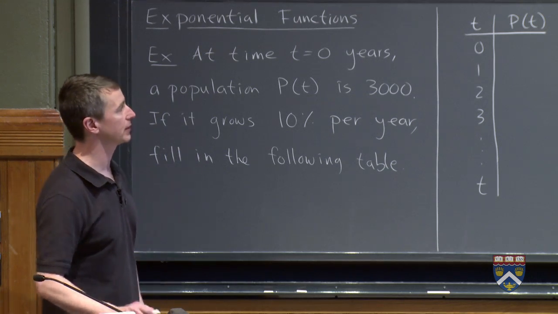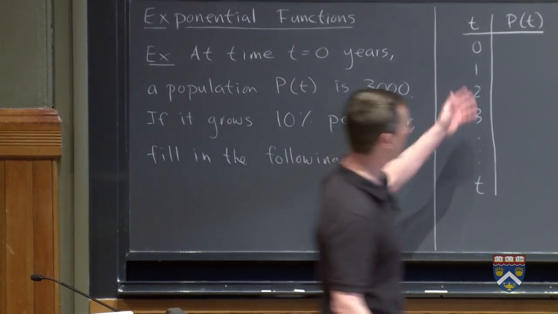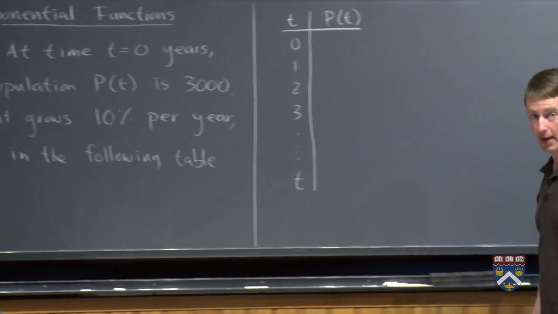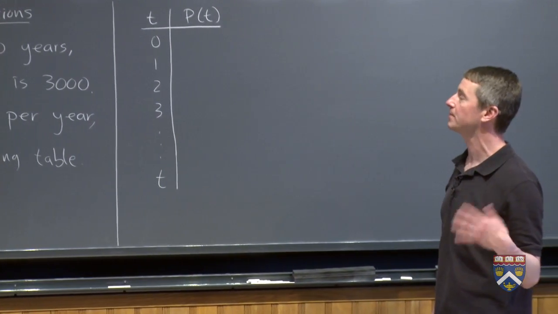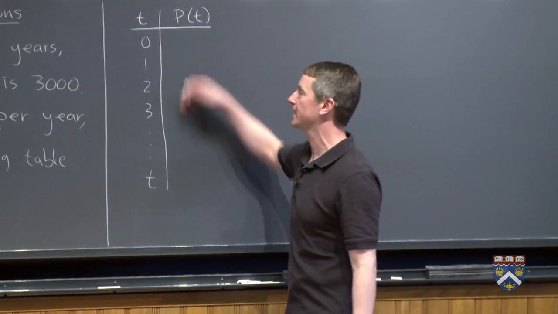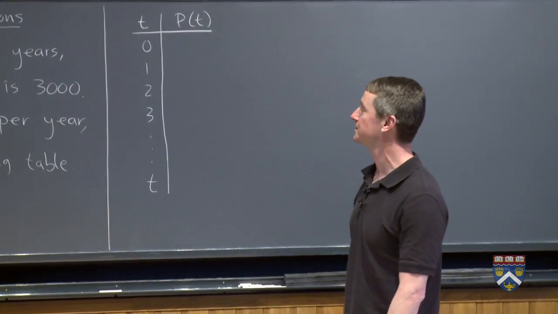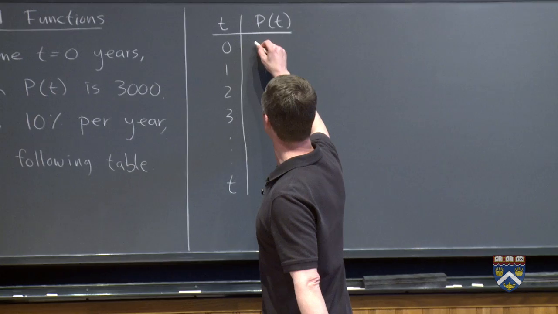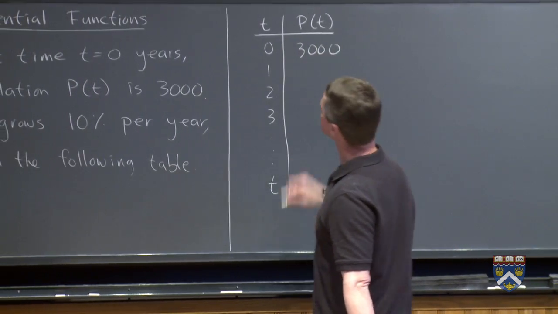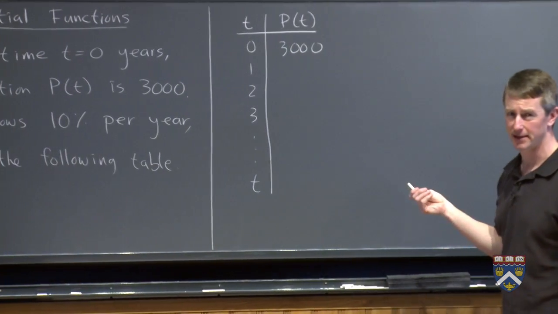We want to fill in the following table. So as we said, we're looking at functions in a variety of ways. We've already seen graphs and verbal, meaning the word problem, and a formula, and now we've got our table, so we've already covered all three of the different ways. So at time 0, the population is 3,000. We were told that. Now it grows 10% a year.